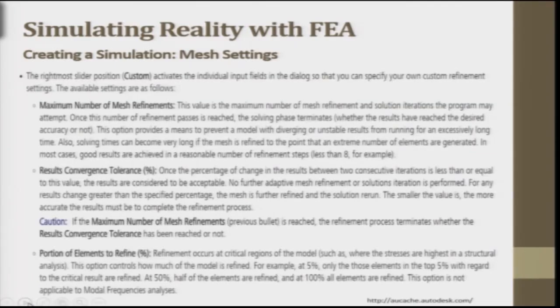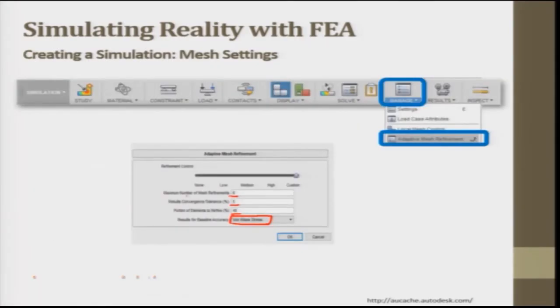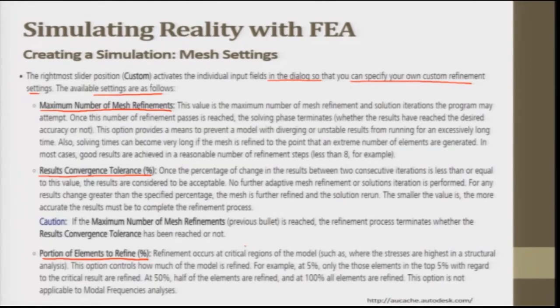So this is creating mesh settings, how mesh settings happen. This is the rightmost slider portion, or the custom, which activates the individual input fields in the dialog so that you can specify your own custom refinement settings. The available settings are as follows: maximum number of mesh refinements, results convergence tolerance percentages, and portion of elements to refine. These are the details of these three options. So what is maximum number of mesh refinements?